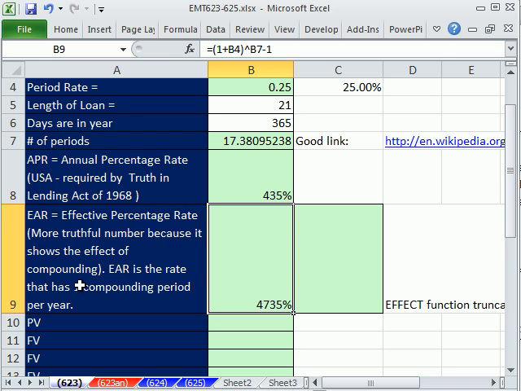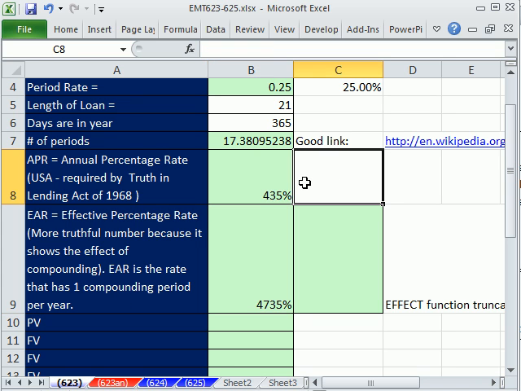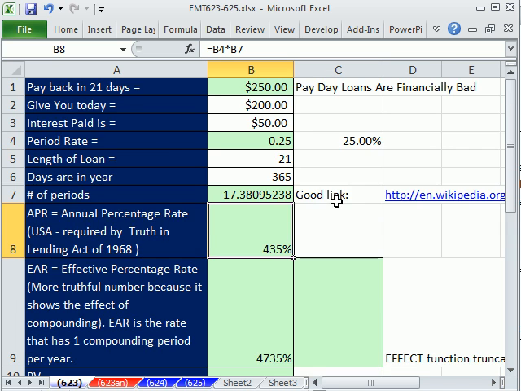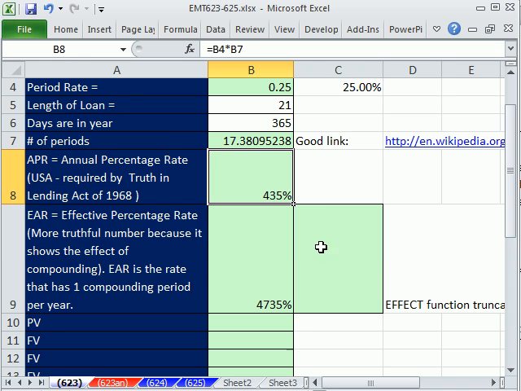Now, EAR is the rate that has one compounding period per year. What they quote on the sign is, you know, 435% APR compounded every 21 days or monthly or whatever the period happens to be. So that is a rate, but this is the effective rate. That means as if there was only one compounding period. And we'll see an example in just a moment of how to calculate the end balance at any particular time with this or this.